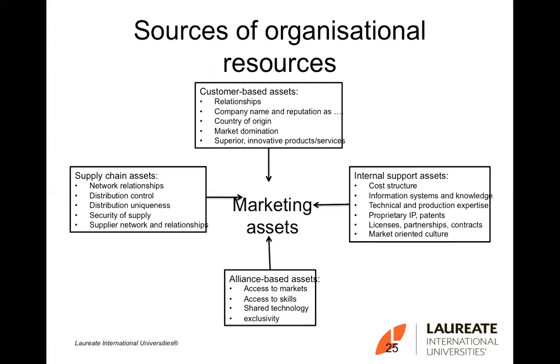The ability of the company to manage their costs. Some businesses really depend on it. And some other aspects as well, like their patents, the business experience. Alliance-based assets, access to markets, skills, technologies. And supply chain assets such as the network relationships, supplier network and relationships, and so on and so forth. So these are examples of organizational resources that you can consider in your strengths and weaknesses.